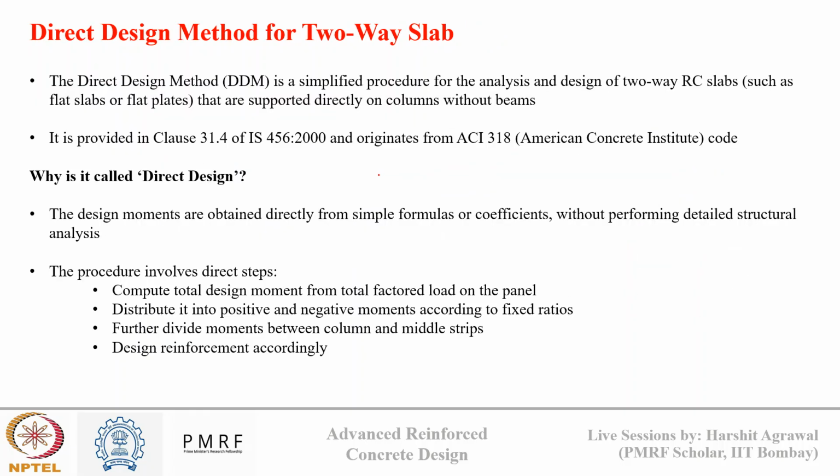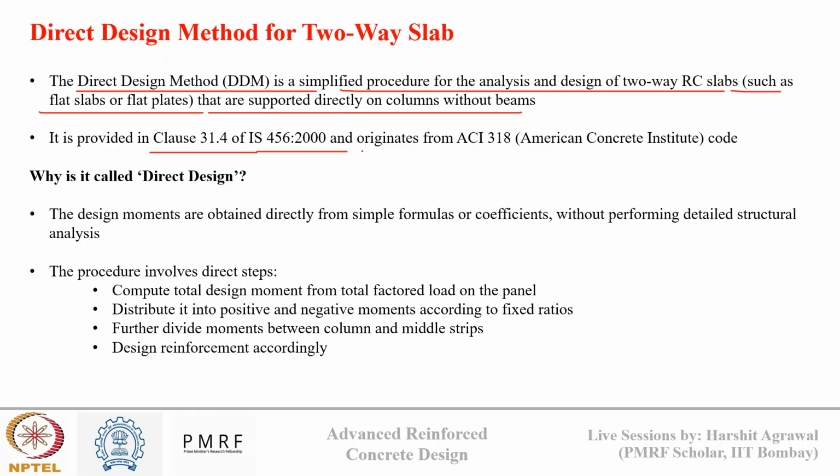Now, in such flat slab and flat plate systems, when there is no beam to carry load, special design methods are needed. One such design method is the direct design method. We can say that the direct design method is a simplified approach for analysis and design of two-way slabs such as flat plates and flat slabs that are supported directly on columns without beams. This method is provided in clause 31.4 of IS 456 and it originates from the ACI 318 code, the American Concrete Institute code.